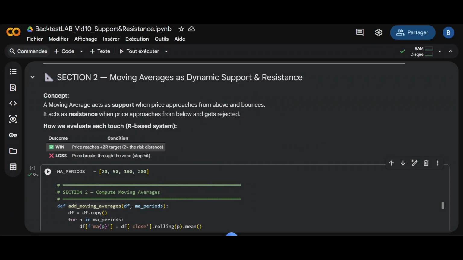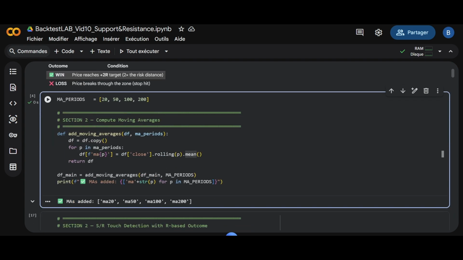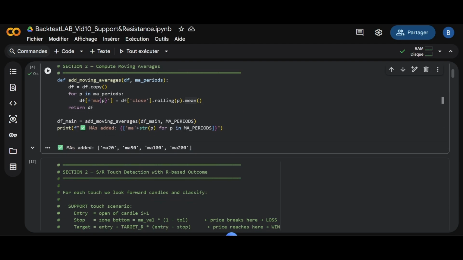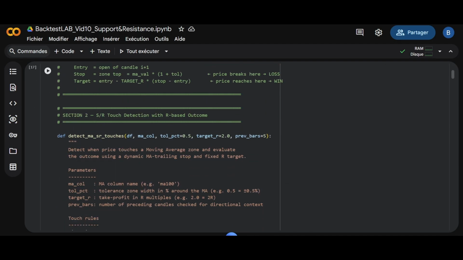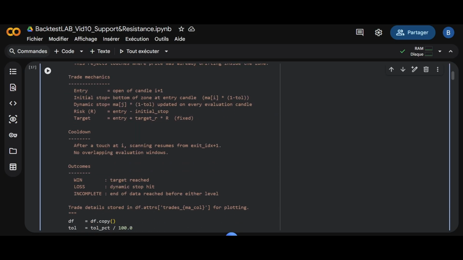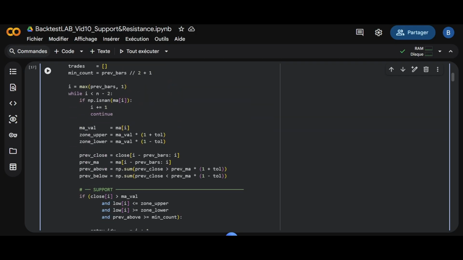Coding this idea is very simple. We start by computing the moving averages for each candle. So basically we are computing the average of the last 20 days, 50 days, 100 and 200, for each candle. And after that, we go through each candle and we see if we are hitting this level. I'm not going to explain all the details here, but basically each time we are hitting the level, we are taking a trade.